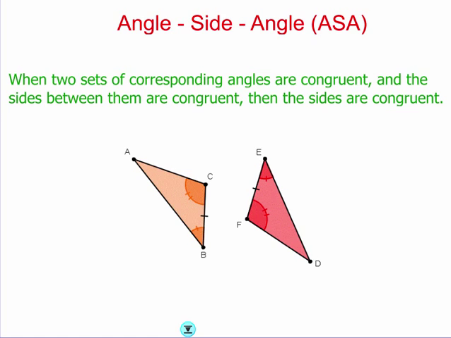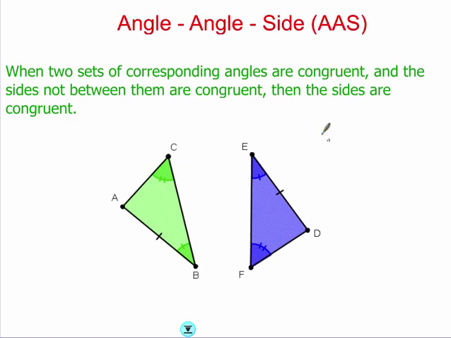Our fourth postulate is angle, angle, side. So in this one, once again, I have two sets of congruent angles, but instead of the side between them being congruent, it's one of the sides that is not between them that's congruent. And if that's the case, then angle, angle, side still shows that these two triangles are congruent, because they've got two angles that are congruent and one of the sides that's not between them.